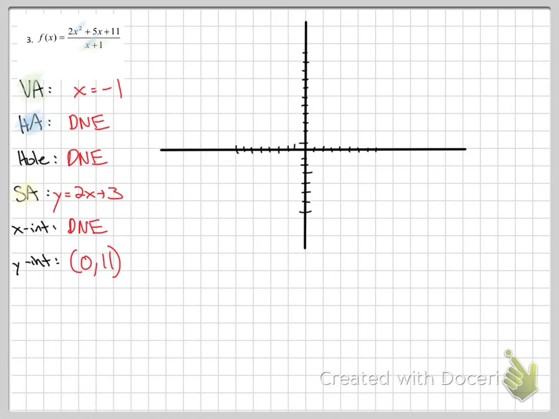Okay, vertical asymptote. X equals negative 1. No horizontal, no hole. Slant asymptote, plus 3 for my y-intercept. Let's try to hit 3. And then a slope of 2. Up 2 over 1. Up 2 over 1. Try to keep that slope going. Y-intercept 0, 11.